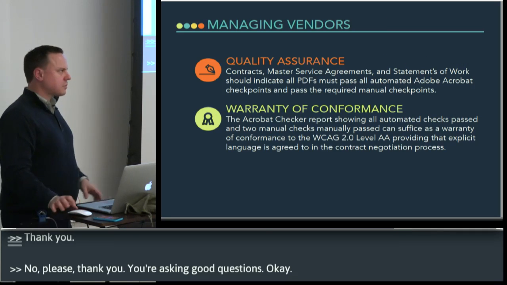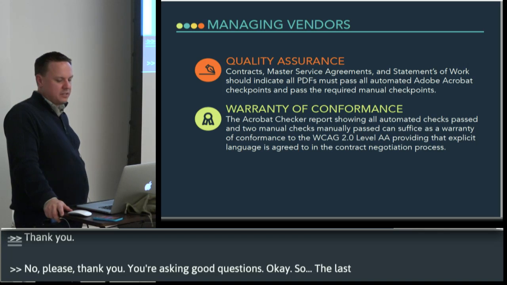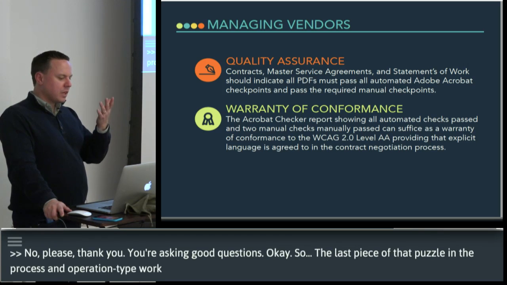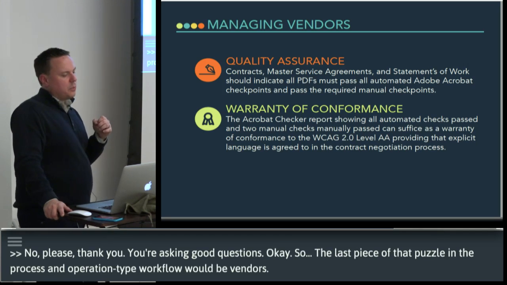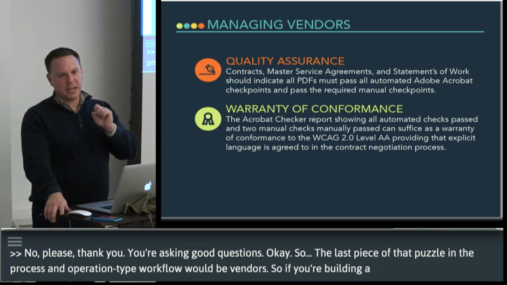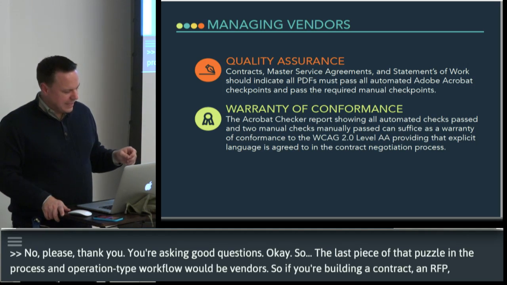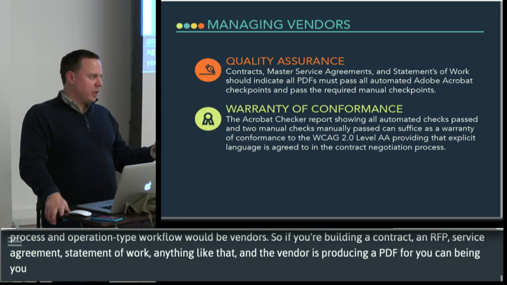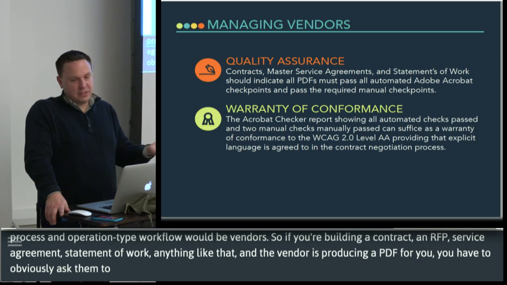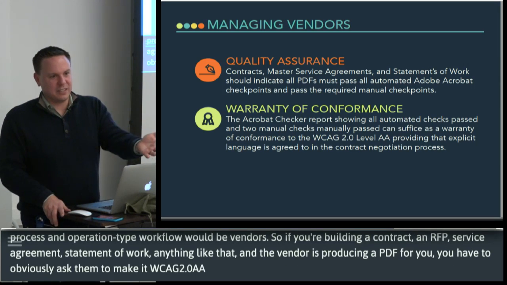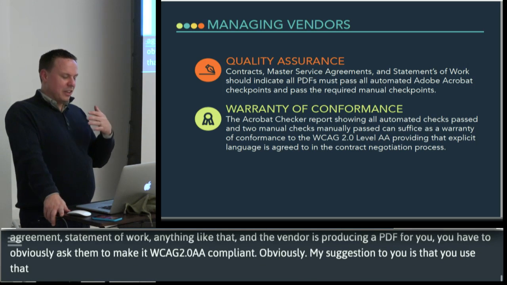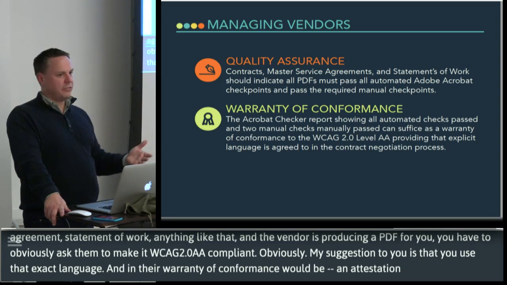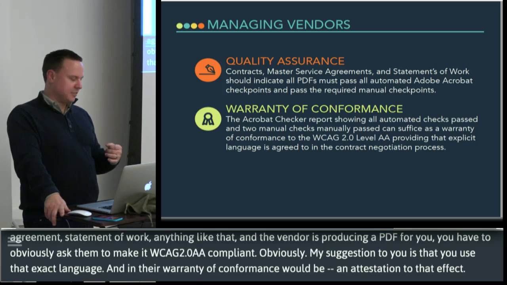Okay, so the last piece of that puzzle on the process and operation type workflow would be vendors. So if you're building a contract, an RFP, a master service agreement, a statement of work, anything like that, and the vendor is producing a PDF for you, you have to obviously ask them to make it WCAG 2.0 level AA compliant. Obviously, but my suggestion to you is that you use that exact language. And their warranty of conformance would be an attestation to that effect, that they will produce a document to you in such a way.